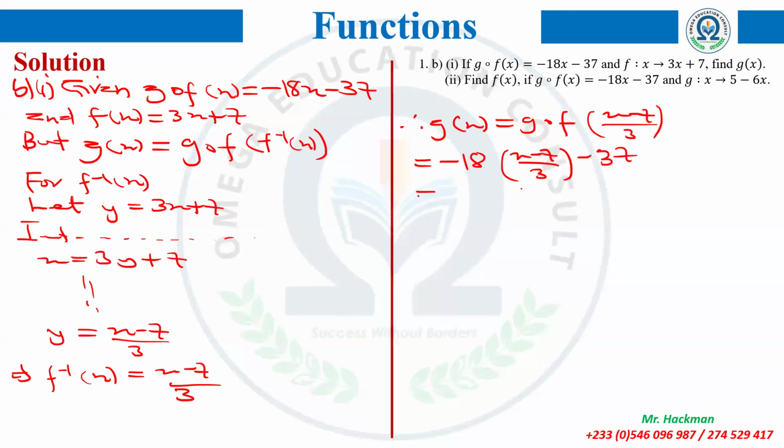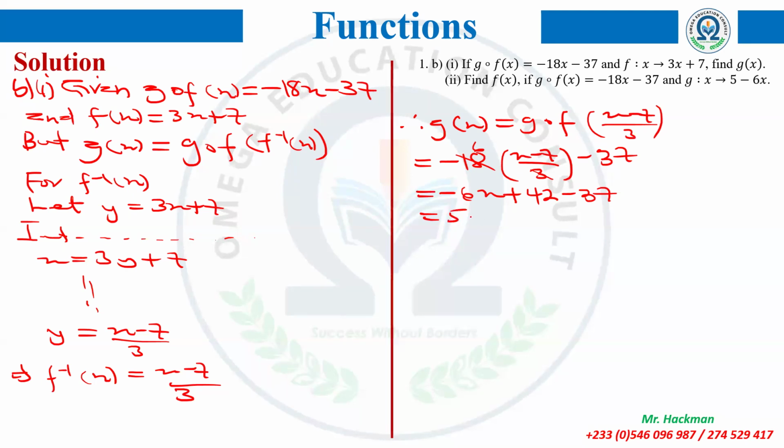So what would this give me? 3 will go into 18, which gives 6. So I'm going to get minus 6 times this, which will give me minus 6x. Minus 6 times minus 7 will give us plus 42. Then minus 37. So in effect, what are we going to get? The first term will be negative. The constant will be positive. And what would that give you? 42 minus 37.